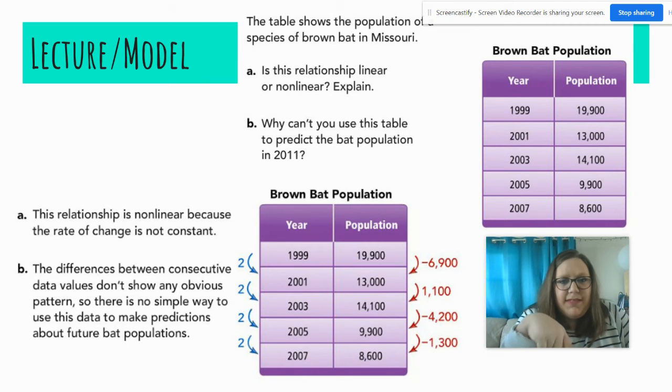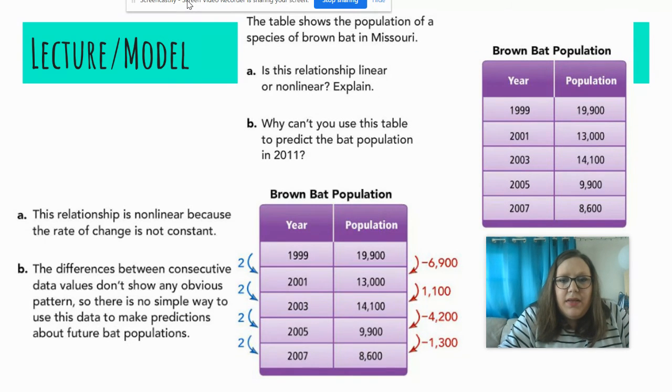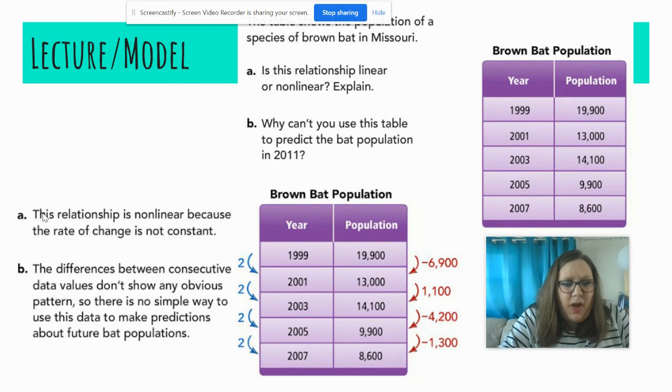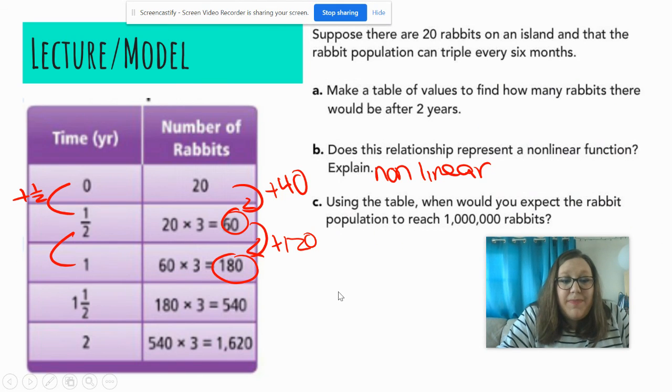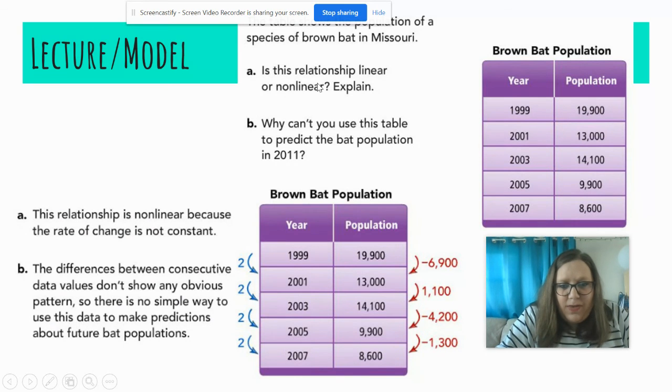All right. And I believe this is, last but not least, the same thing as about brown bats in Missouri. Is it linear or nonlinear? It's nonlinear because the rate of change is not constant. It goes down 6,900 and then up 1,000, then down 4. No. Not linear, fake news, not happening. And with the rabbit one we could make predictions because, well, it's not increasing at a steady rate, but we still have a pattern. It's still times 3 each time, so we could keep that table going.